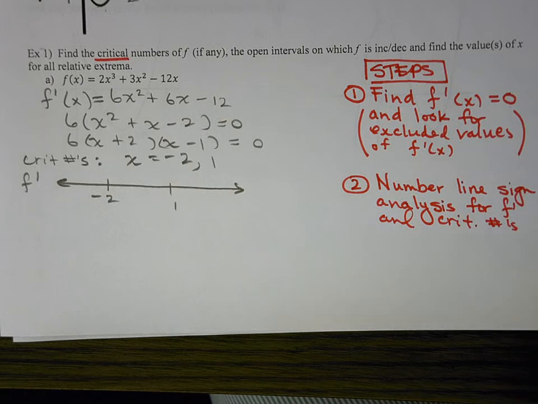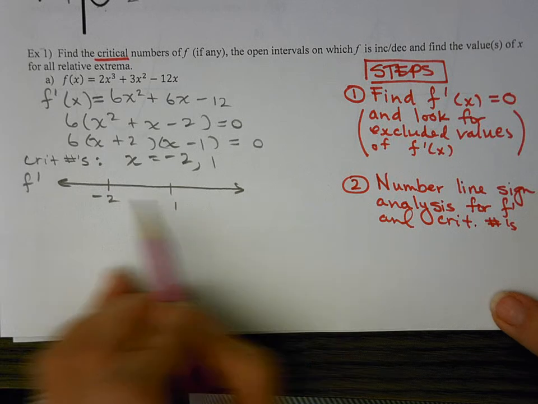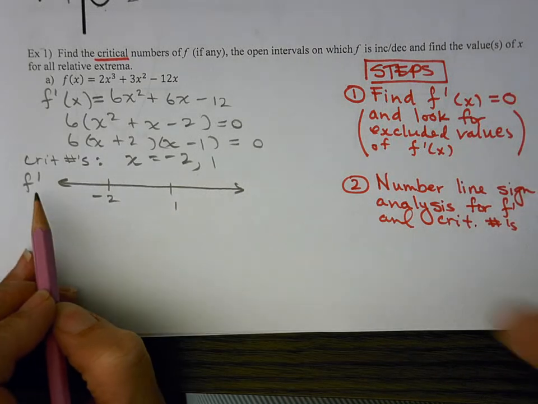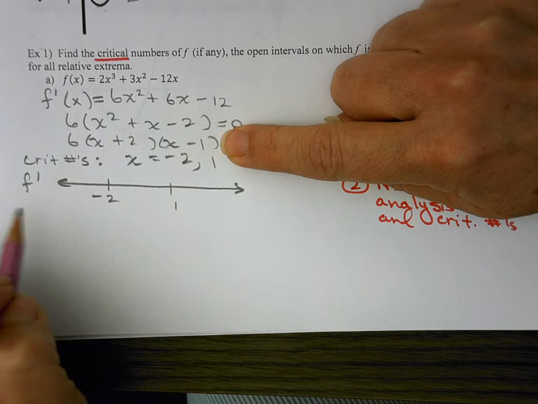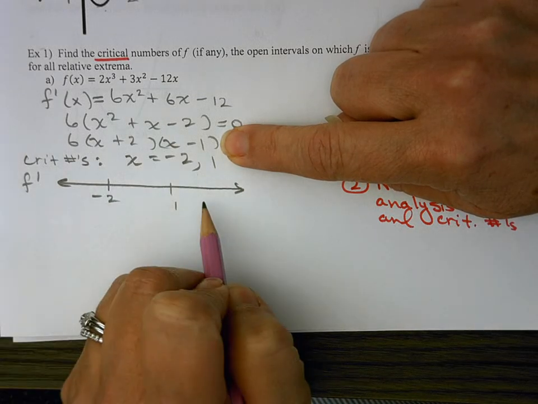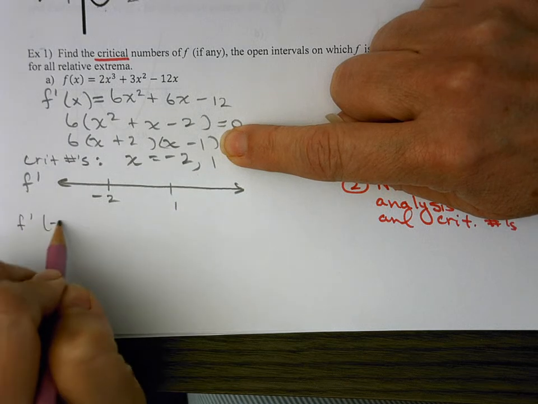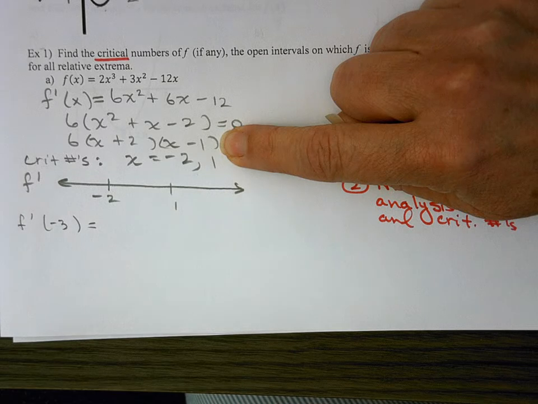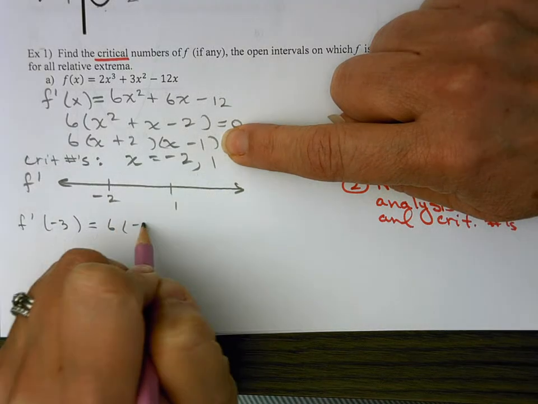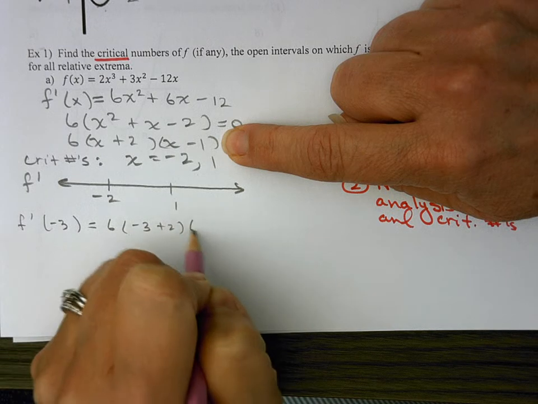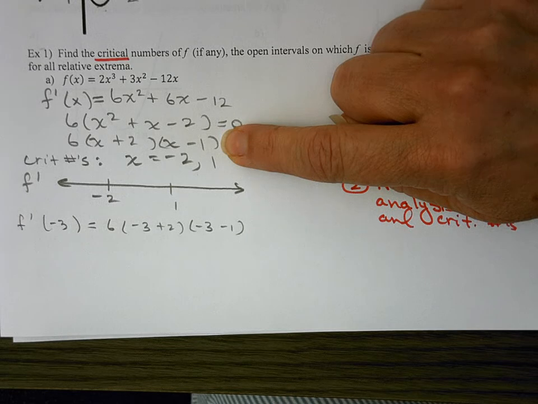So how we do that sign analysis, just a reminder, is you just pick any number in the interval and then you evaluate it into your factored form, which is usually the easiest. So I'm going to pick a number smaller than negative 2. So let's say I pick negative 3. And then I'm going to substitute that into here. So that would be 6 times negative 3 plus 2, negative 3 minus 1. So I just replaced all the x's with negative 3.